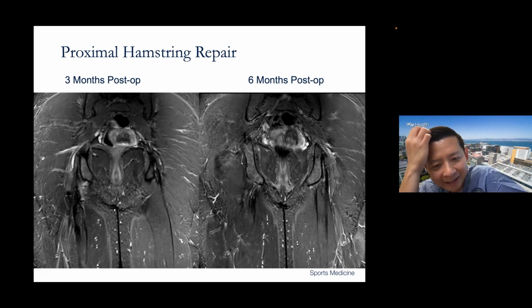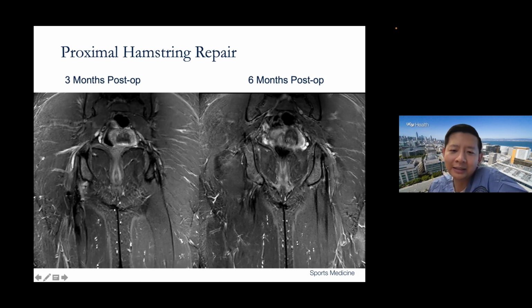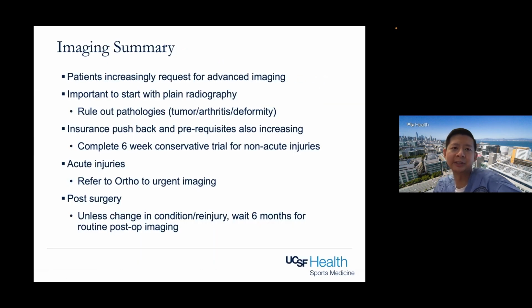So that's why, when you wait 6 months, you can see a lot better what the soft tissue looks like, versus just saying, oh, we need to go back in there right away at 3 months and re-repair this. And then when we just sat on it, it actually looks just fine. So doing imaging too early on is not necessarily helpful.